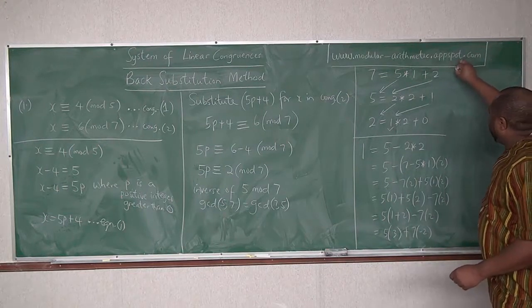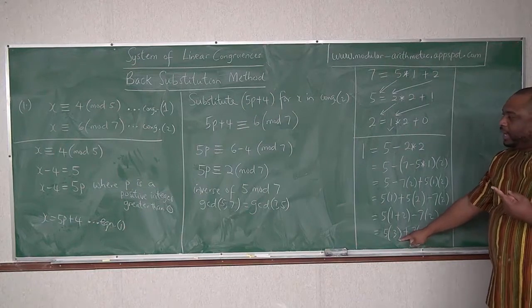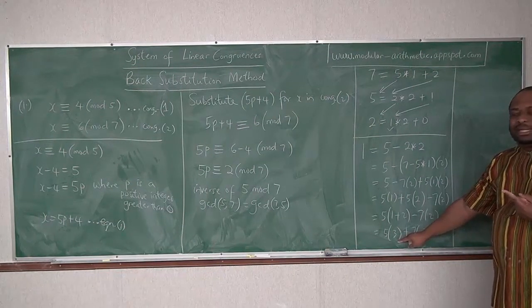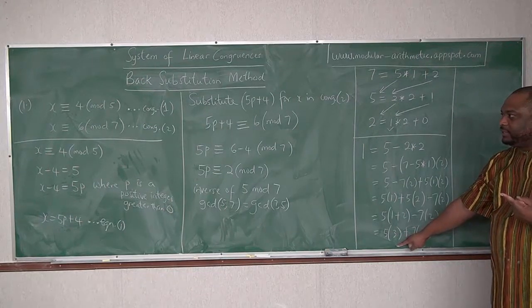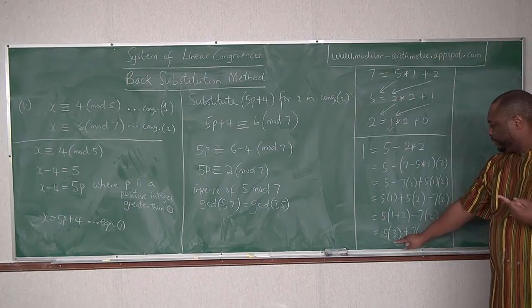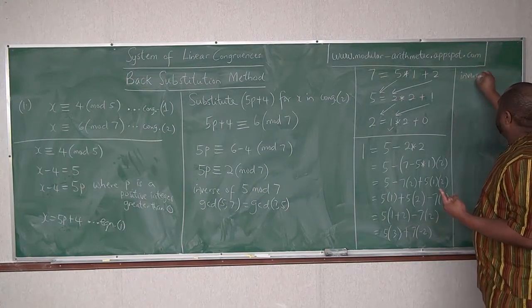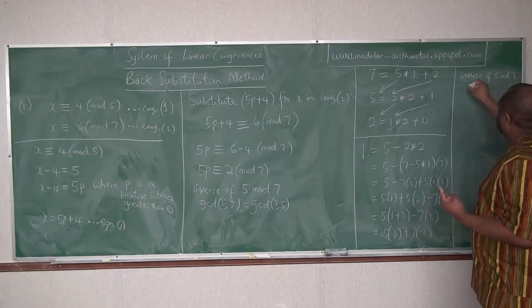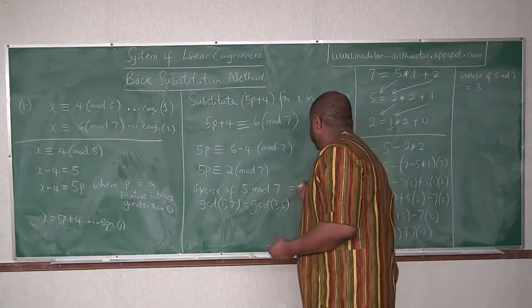Okay, we are interested in the inverse of 5 mod 7. That is what we are interested in, the inverse of 5 mod 7. And this gives us 3. So the inverse of 5 mod 7 gives us 3.